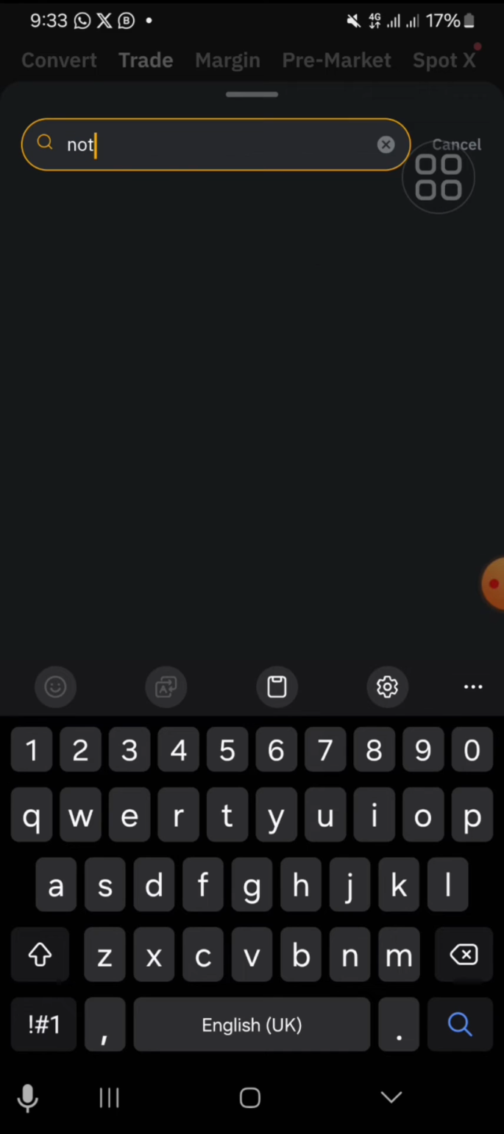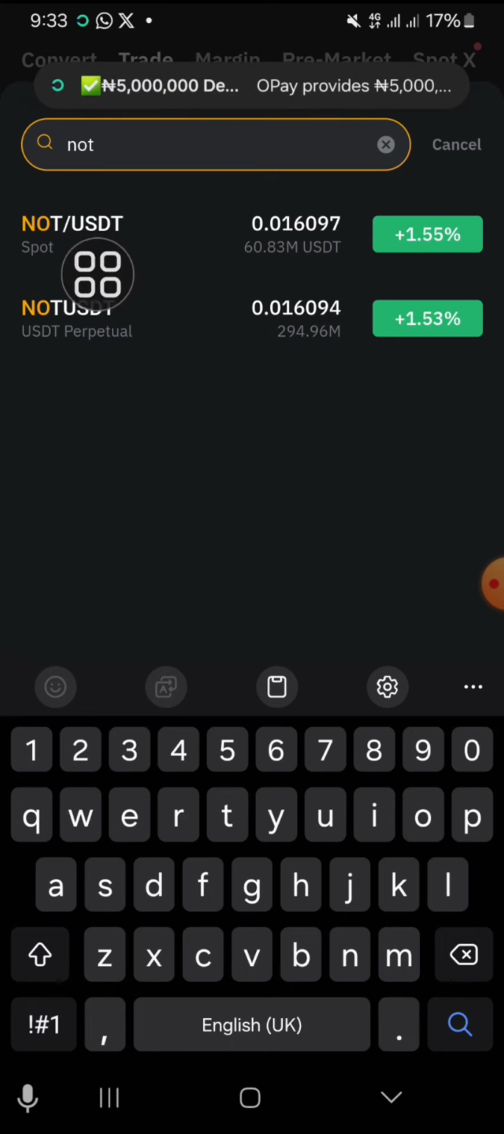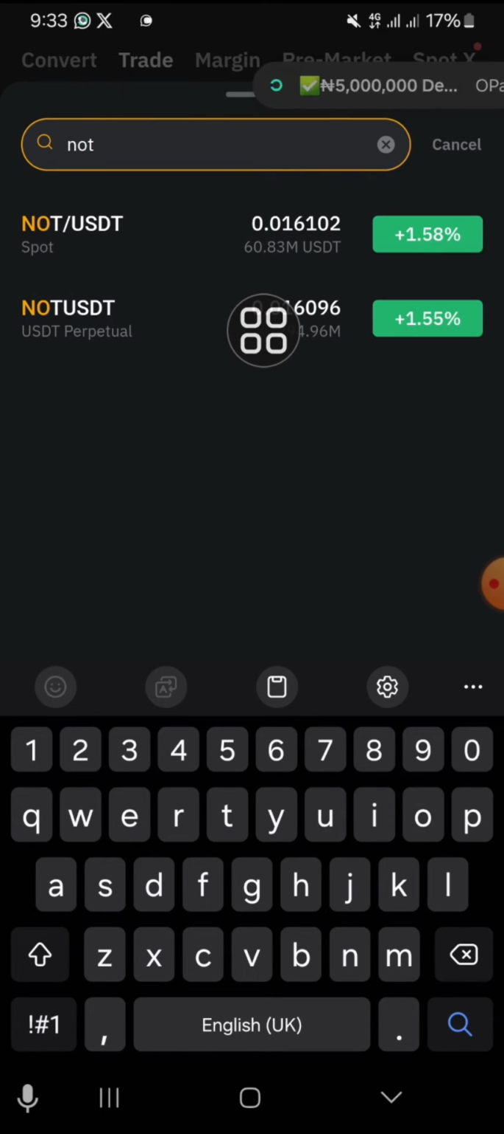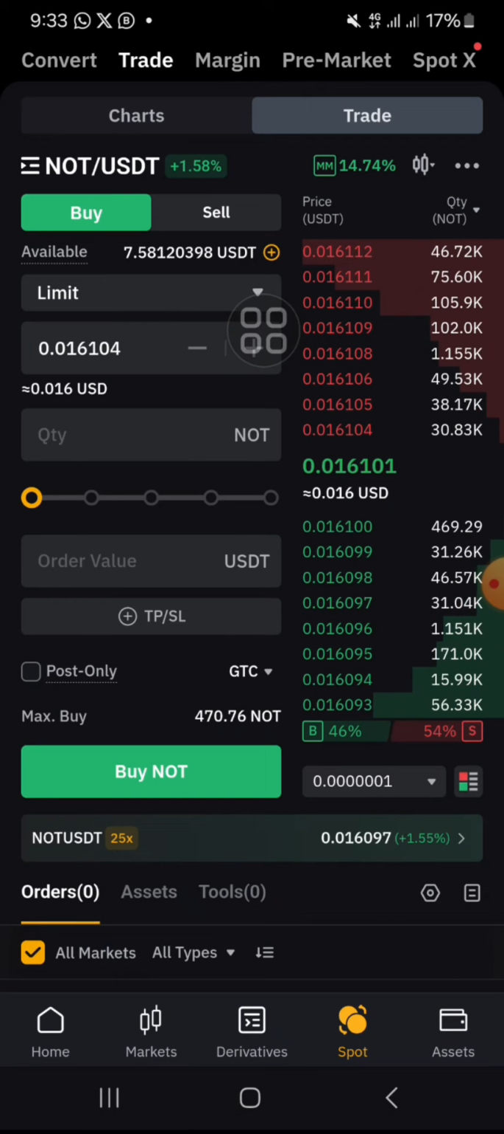Like, I want to buy Notcoin, just tap Not on this place. Going to search up, and you are seeing Not USDT under, you are seeing spot on it. So you need to listen to that. This is spot trading, so you just have to click on it. Once you do so, it's going to load up.